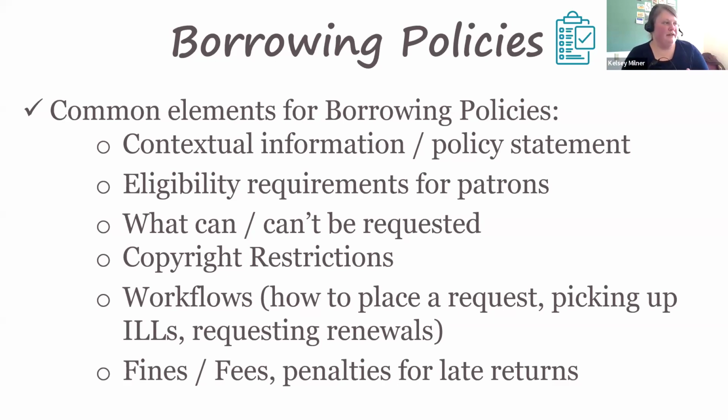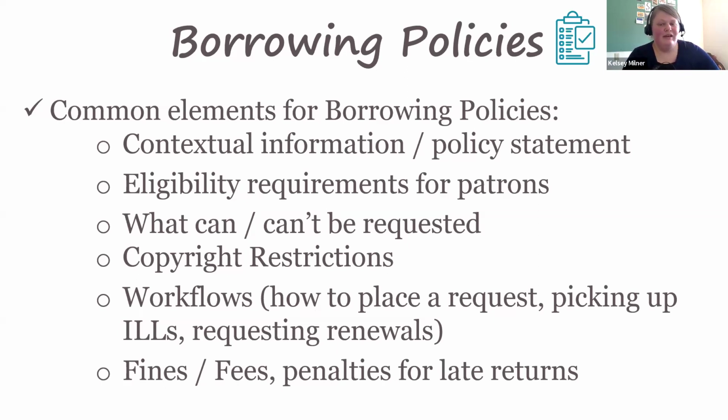So that includes that information. And sometimes I noticed that some libraries will also put in a statement about how interlibrary loan supports the overall mission of their library. Another frequent component is eligibility requirements for patrons. This is where you can determine who in your library can place requests. Some people limit it to certain patron types, like adult patrons. Some people might limit it to patrons whose accounts are currently in good standing. So things like that.